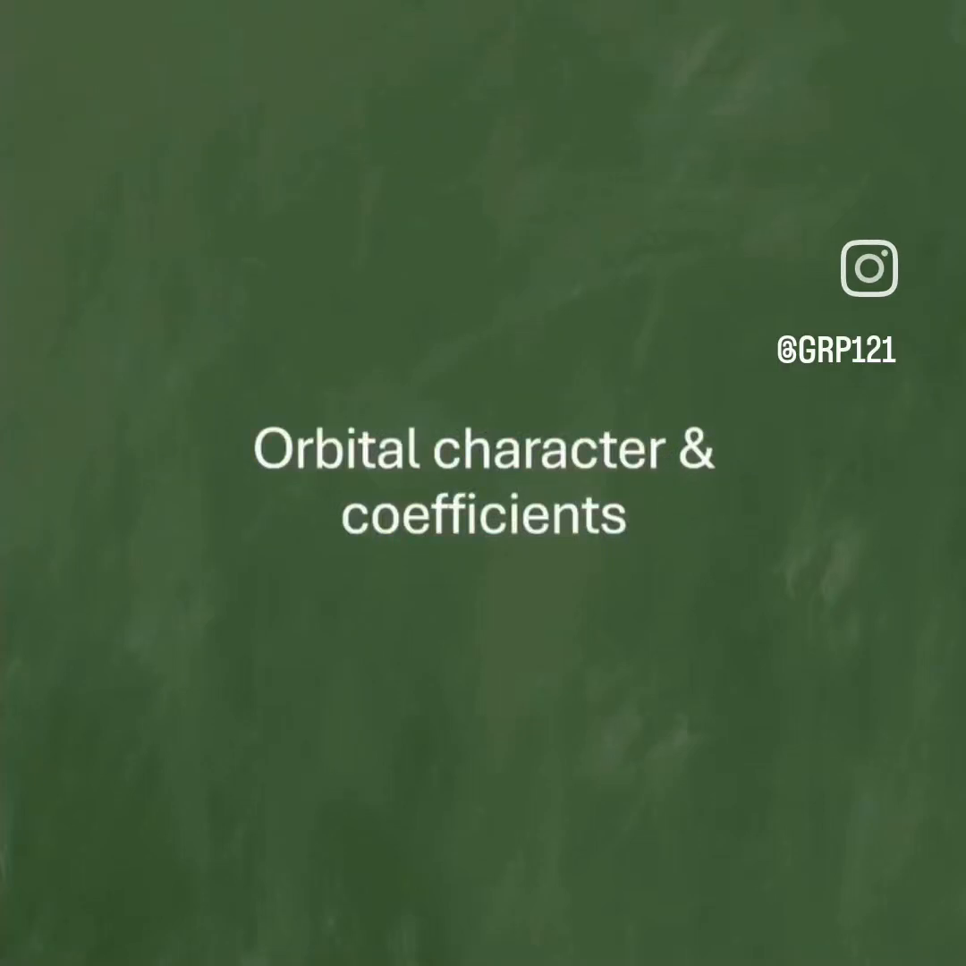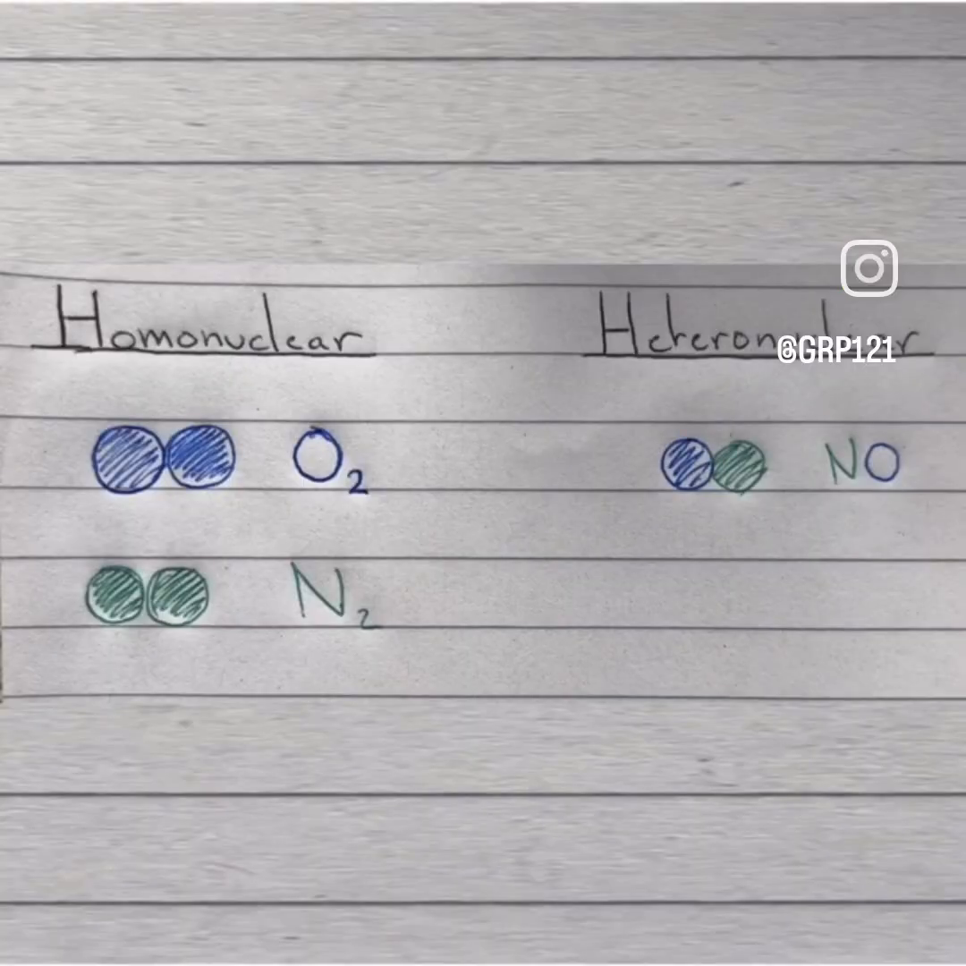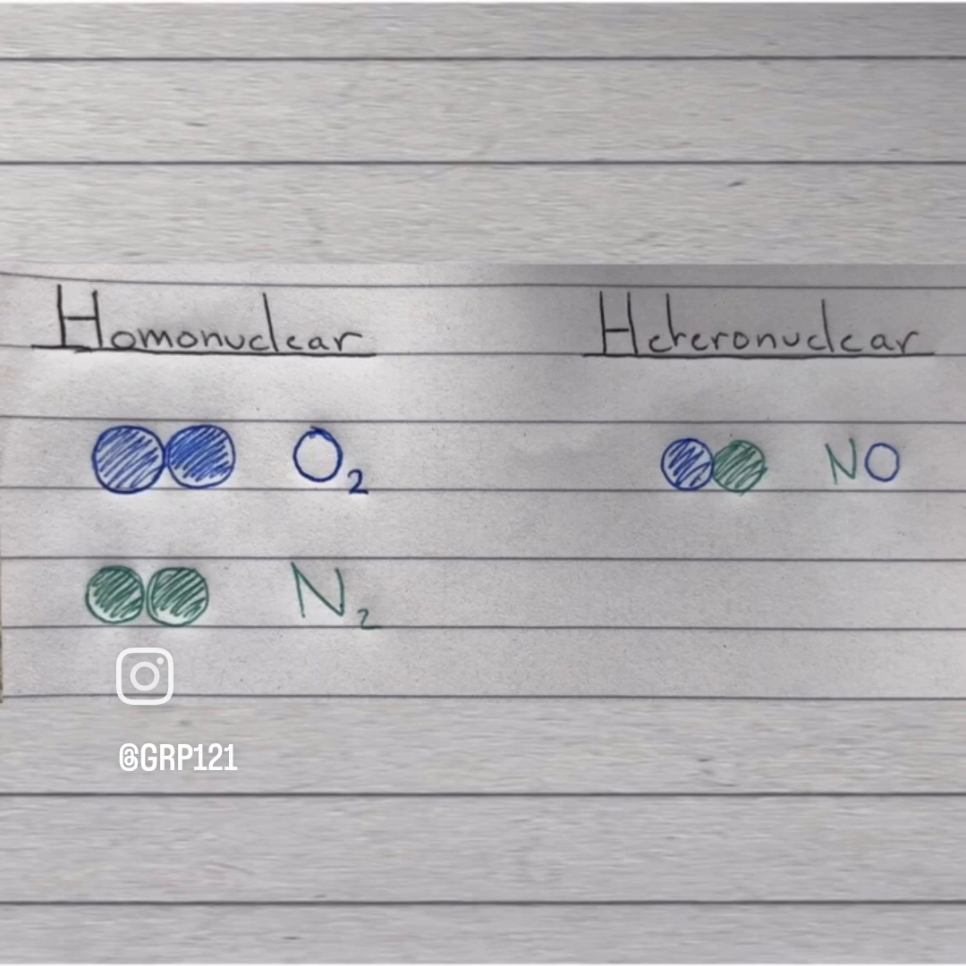In this video, we're going to be looking at orbital character and coefficients. So far, we've only been looking at homonuclear systems, where both the atomic orbitals have the same energy. But now we're going to look at what a heteronuclear system would look like.